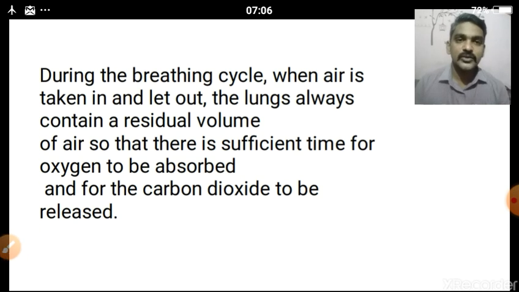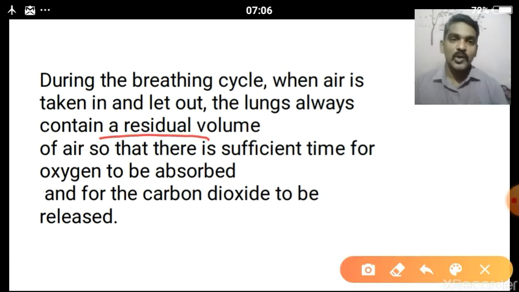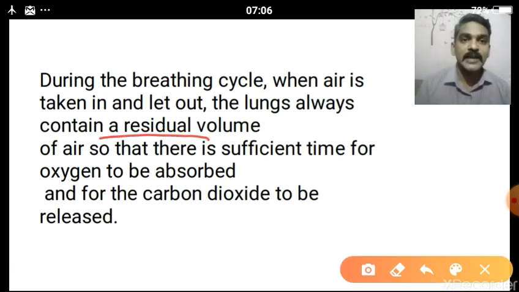The next thing, during the breathing cycle, what happens? Always you should remember this residual volume. Remember, residual volume means your lungs will always have a certain volume of air present. Completely all the air will not be coming outside. It will be having some residual volume of air. So in this case, when you breathe in, an extra amount of air is going inside. When you breathe out, an extra amount of air will be coming outside.